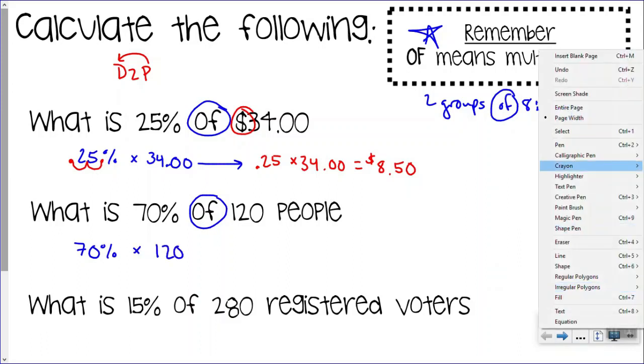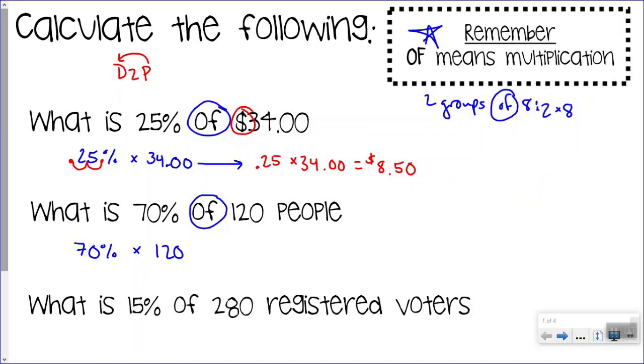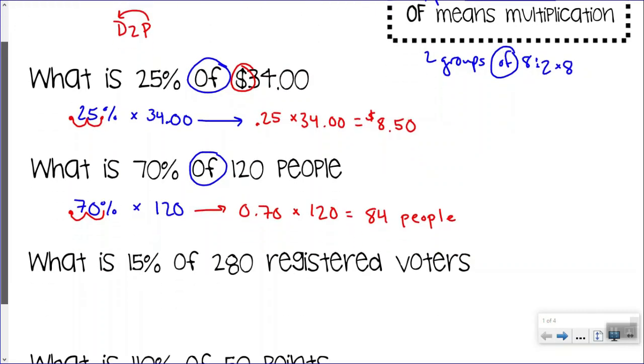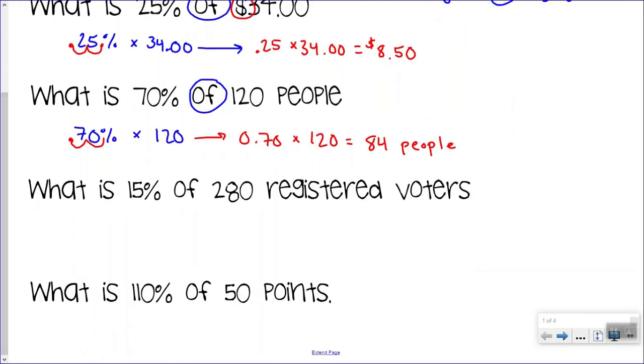Then we need to take our percent and turn it into a decimal. It's always going to be 2 spaces to the left. So we count 2 spaces, and we're going to have 0.70 times 120. And when we do that, again, we type it into the calculator, make sure we type it in correctly, and we get 84, and here our label was people. Go ahead and pause the video and see if you can solve the other 2 questions.